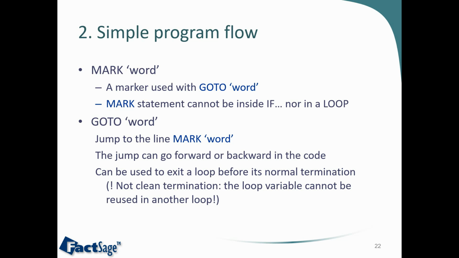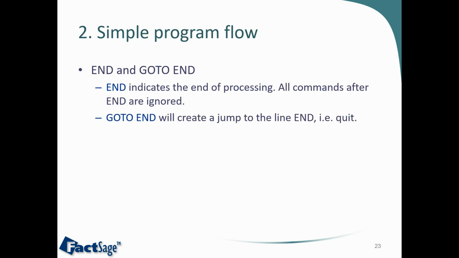And you can have more than one marker in the code, provided that they have different identifiers. And you can have multiple GOTO statements associated with the same marker. A GOTO statement can be used to exit or break a loop before termination. The label END indicates to the microprocessor the end of the code, so all commands that are written after the label END are ignored. A GOTO statement can be associated with the END label to create a jump to the end of the program, so it means quit.